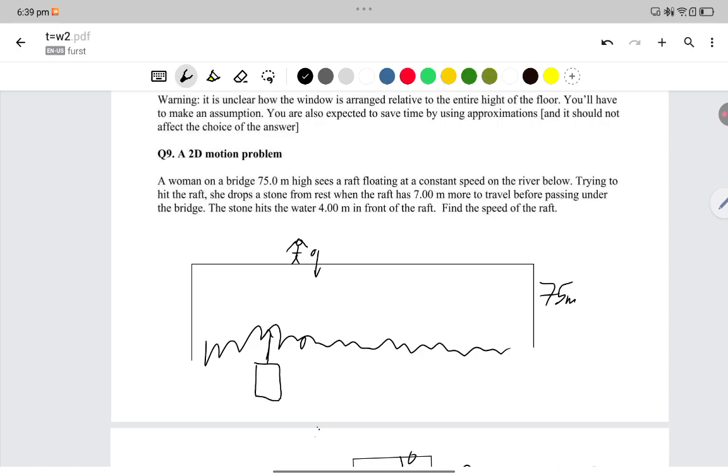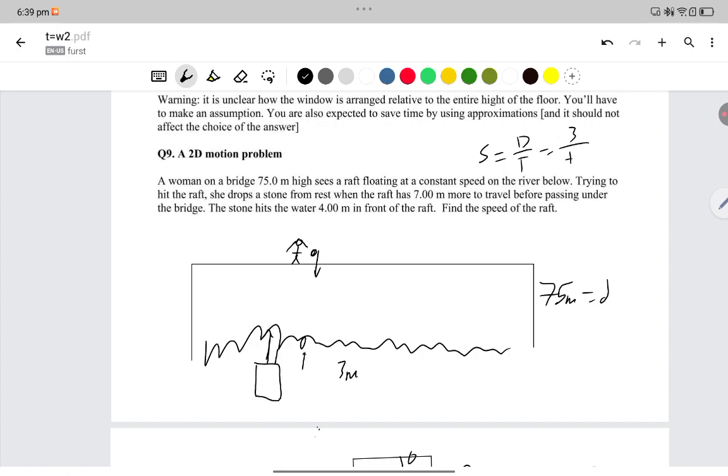So what do we know? We've got this distance here. All we really know is how far along the raft has traveled, right? So she dropped the stone, and the stone's right above the bridge, right? So that's where the raft was traveling towards. So at first it was 7 meters away, and then it was 4 meters away. So the distance traveled is 3 meters. So remember, speed equals distance over time. We've determined our distance to be 3 meters. What we're looking for now is our time.